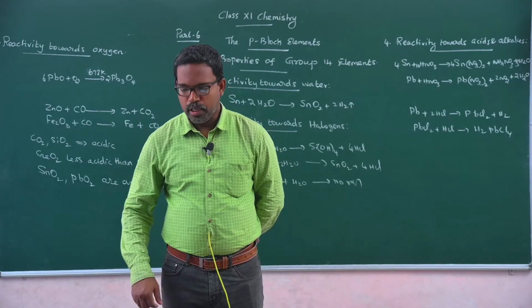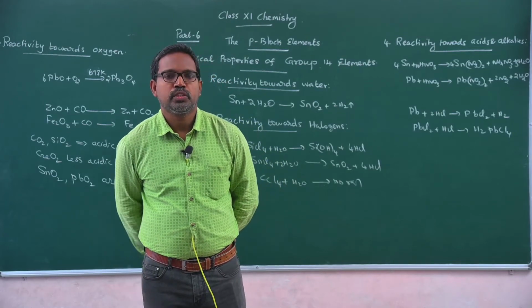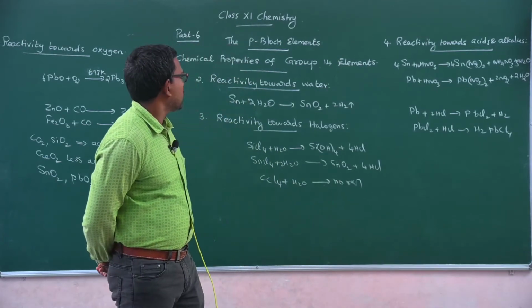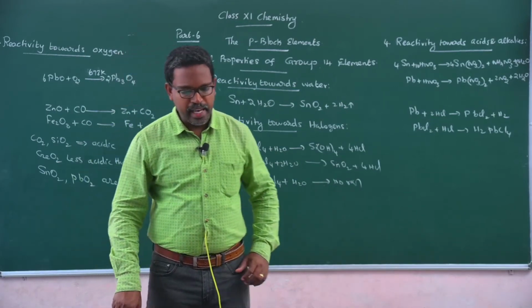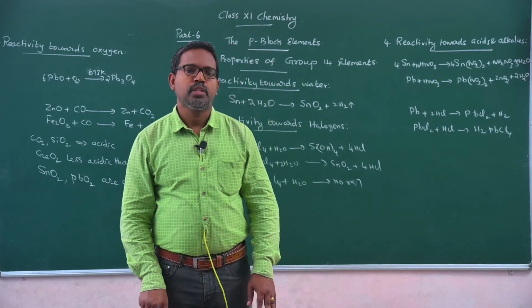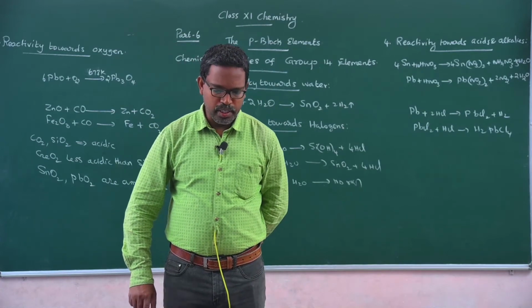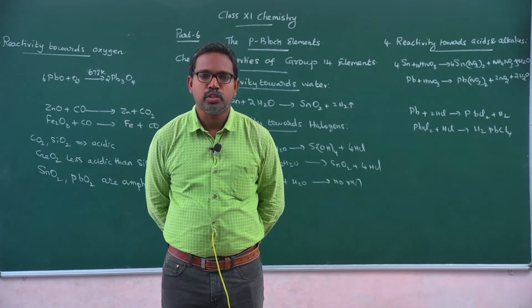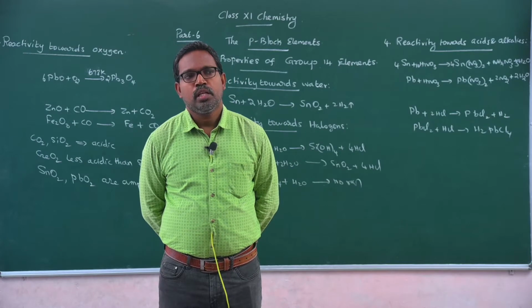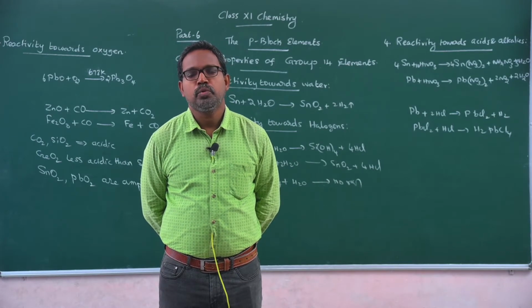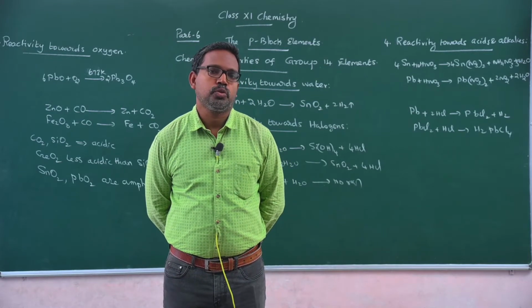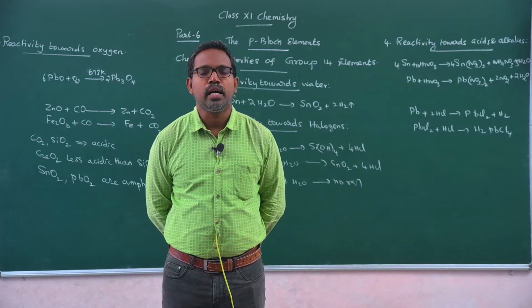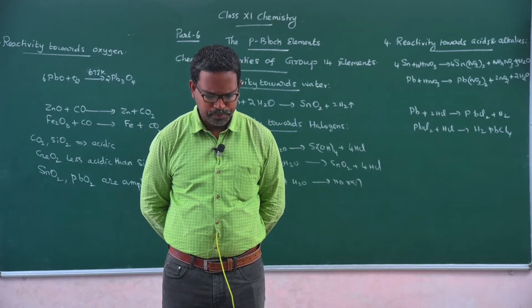Under this P block elements, today we are going to discuss the chemical properties of group 14 elements. So first of all, reactivity towards oxygen. All the elements of group 14, when heated with oxygen, form oxides. The group 14 elements form two types of oxides of general formula MO and MO2. Monooxides and dioxides are formed.